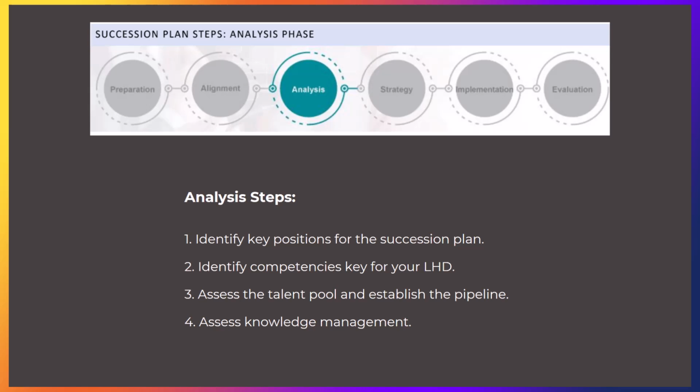So the next phase is the analysis phase. Analysis steps: 1. Identify key positions for the succession plan. 2. Identify competencies key for your local health department or LPHA. 3. Assess the talent pool and establish the pipeline. 4. Assess knowledge management.